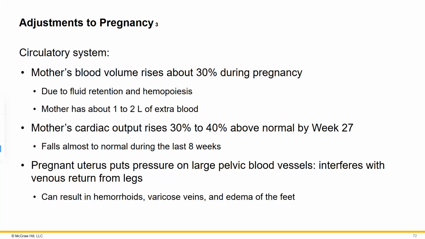The circulatory system: the mother's blood volume rises about 30% during pregnancy. Due to fluid retention and hemopoiesis, the mother has about 1 to 2 liters of extra blood. Mother's cardiac output rises. The pregnant uterus puts pressure on larger pelvic blood vessels and interferes with venous return from the legs. So sometimes you can get hemorrhoids, varicose veins, and edema in the lower extremities and feet.